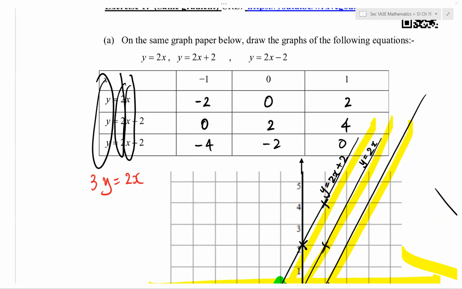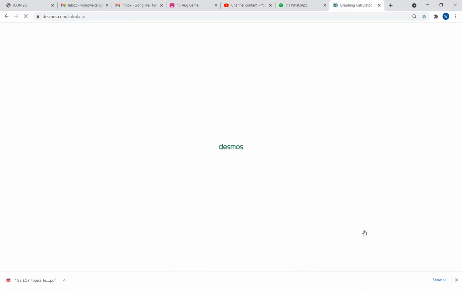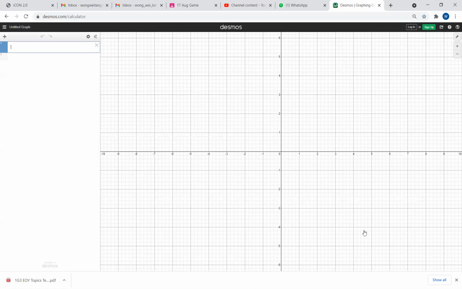We've got Desmos. Let me share the correct screen. Okay, this is the website, Desmos, my favorite graphing calculator, because it saves me a lot of effort from plotting. So we were dealing with three graphs so far: y equals 2x, y equals 2x minus 2, and y equals 2x plus 2.